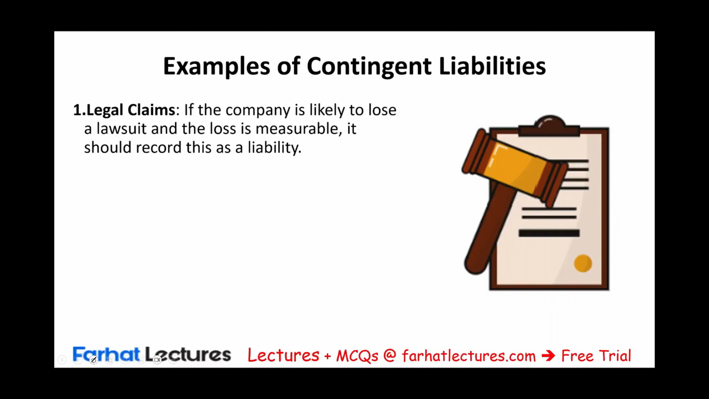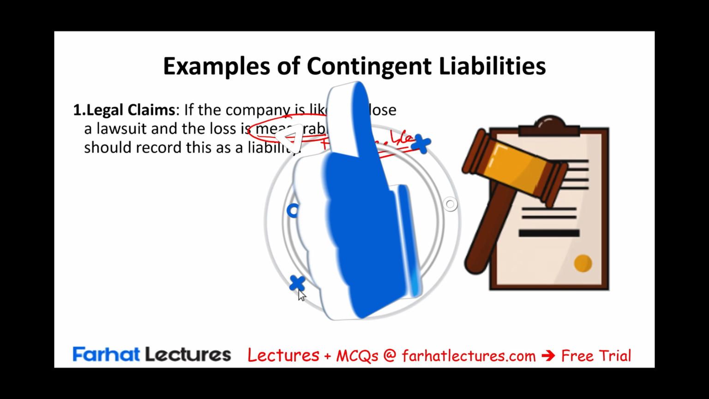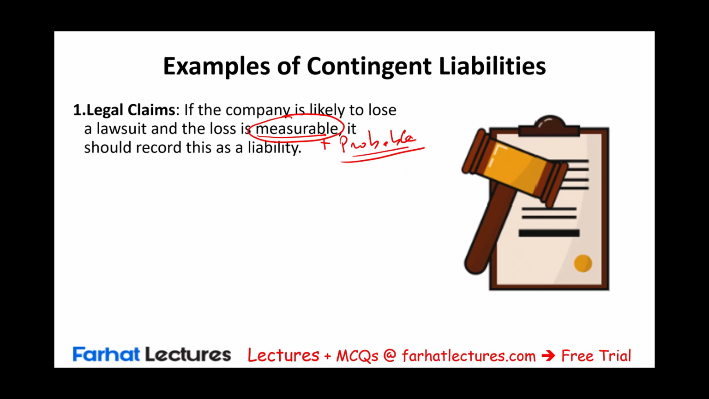Legal claims. If the company is likely to lose a lawsuit and the loss is measurable, it should record it as a liability. What did we say? It's measurable and probable. I kept it outside to write it down to remind you. To record a liability, you have to have two conditions: measurable plus probable. Probable means a high probability. What's a high probability? It's a judgment. I said over 90%. Could be 85%, could be 90, 95. High probability you are going to lose. And you can measure it, you know the amount.